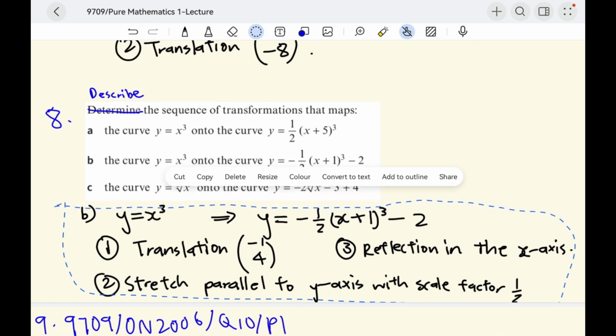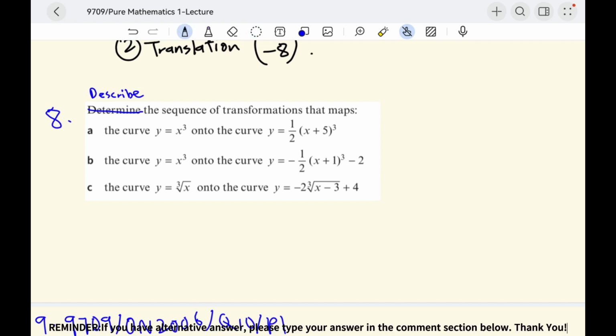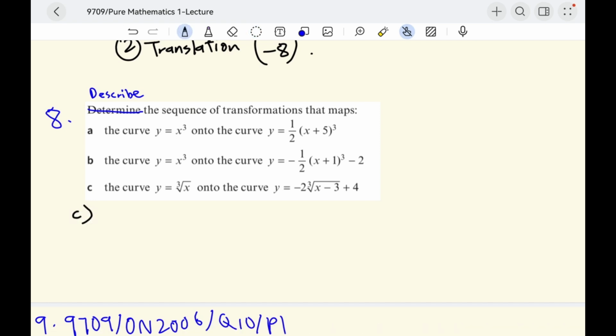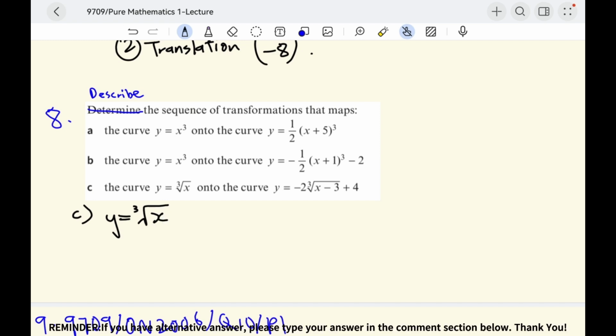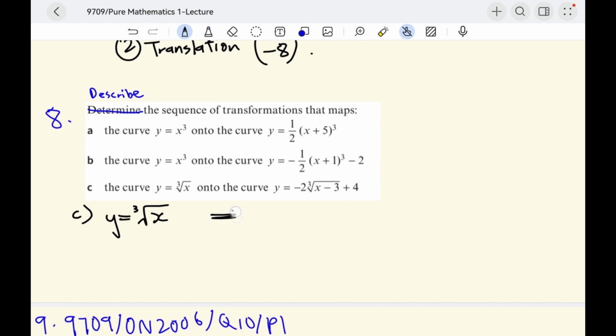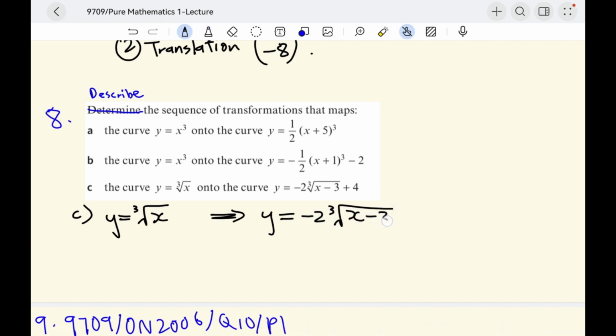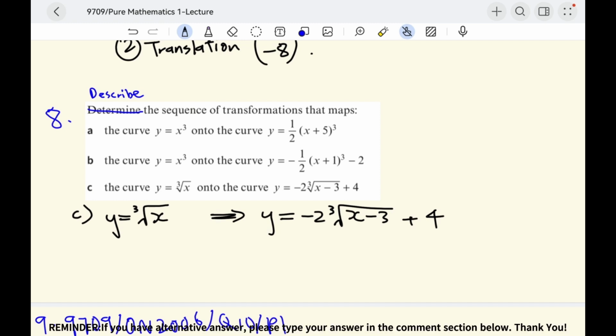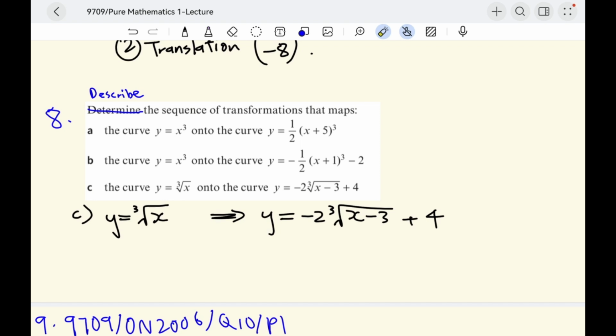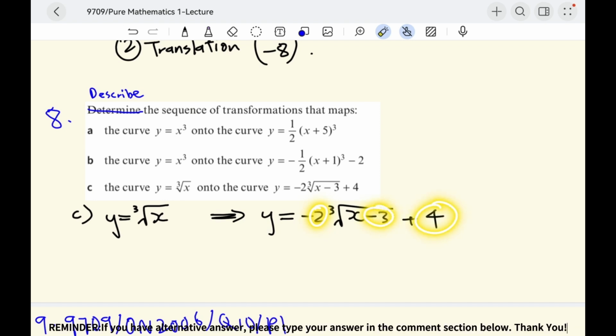Okay, so I may erase the B for me to do part C. Part C is different from A and B. Given y equals cube root of x, it transforms this into the curve y equals -2 square root of (3x - 3) plus 4. I will give you my suggested answer. So you can see that there's a -2, a -3 and a 4.